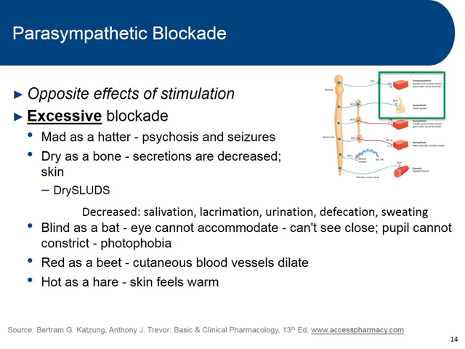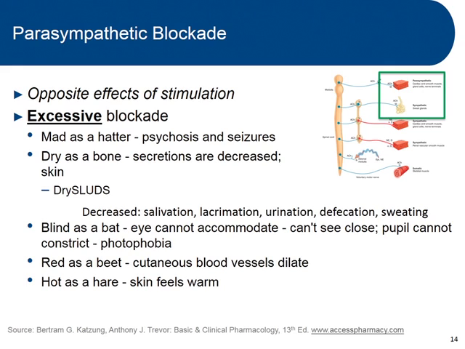Now, we do have a nice mnemonic to help remember excessive blockade. And when I say excessive blockade, I mean extreme overdose or maybe a poisoning situation. So this saying can help you remember what you might see. Mad as a hatter, which manifests as psychoses or seizures. Dry as a bone, so secretions are decreased. You have dry mouth, dry skin.